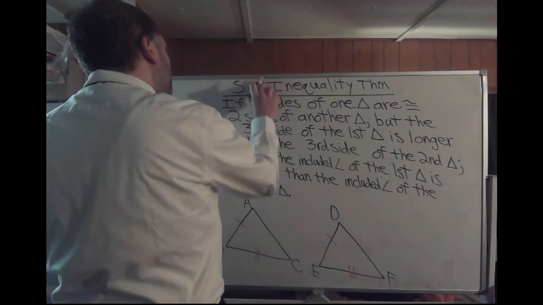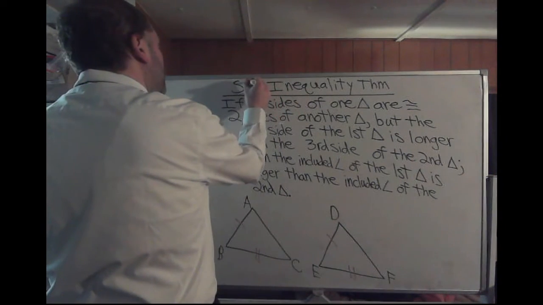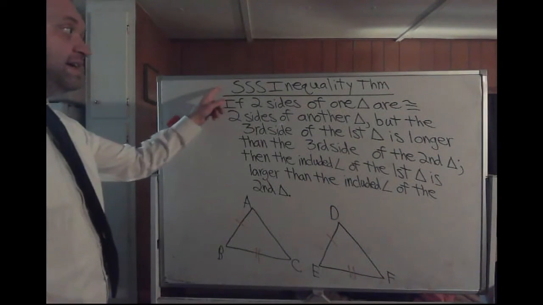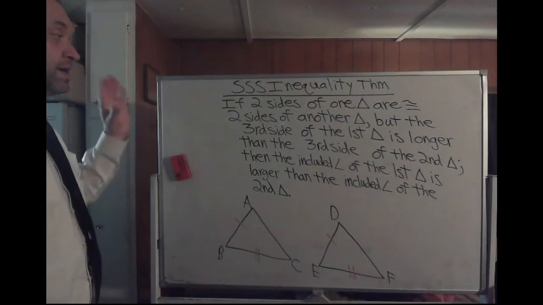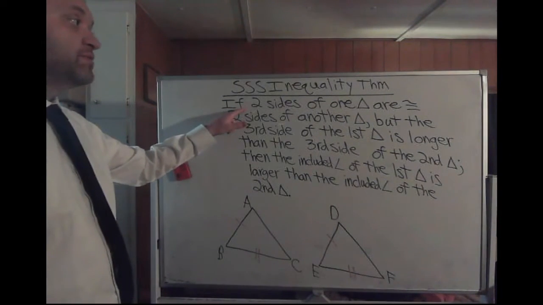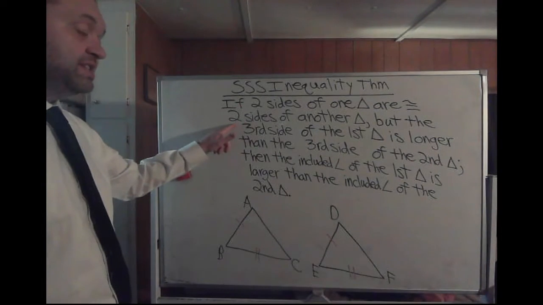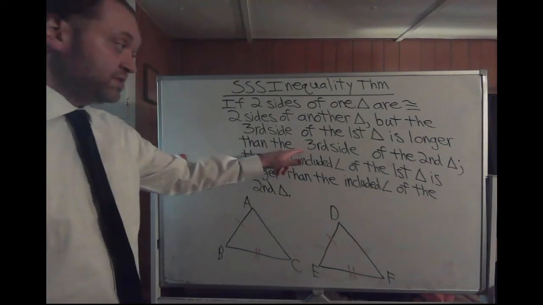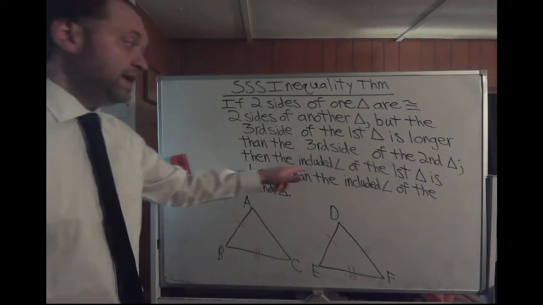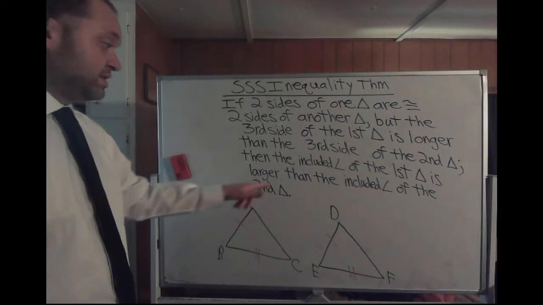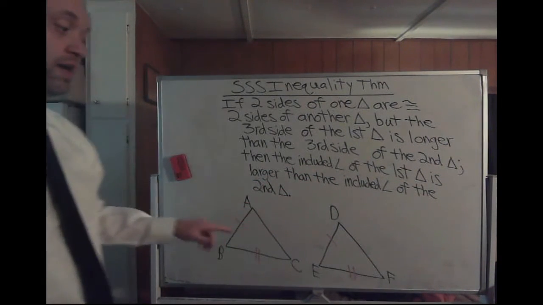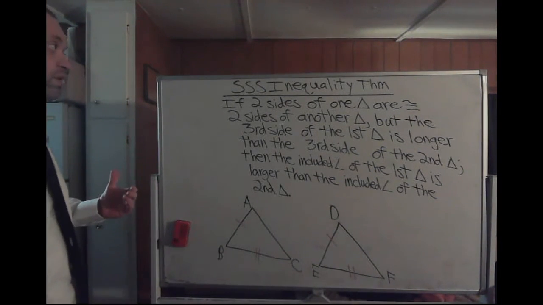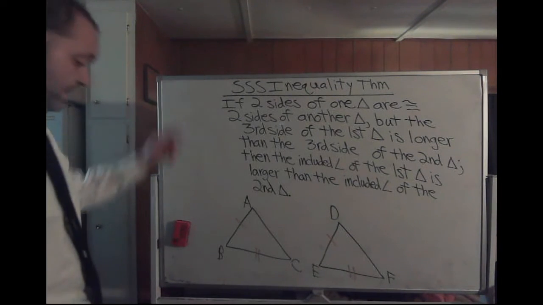Alright, this next theorem has a slightly different name. So the next theorem is the side-side-side inequality theorem. This theorem states that if two sides of one triangle are congruent to two sides of another triangle, but the third side of the first triangle is longer than the third side of the second triangle, then the included angle of the first triangle is larger than the included angle of the second triangle. So it's basically the converse of the side-angle-side inequality theorem.